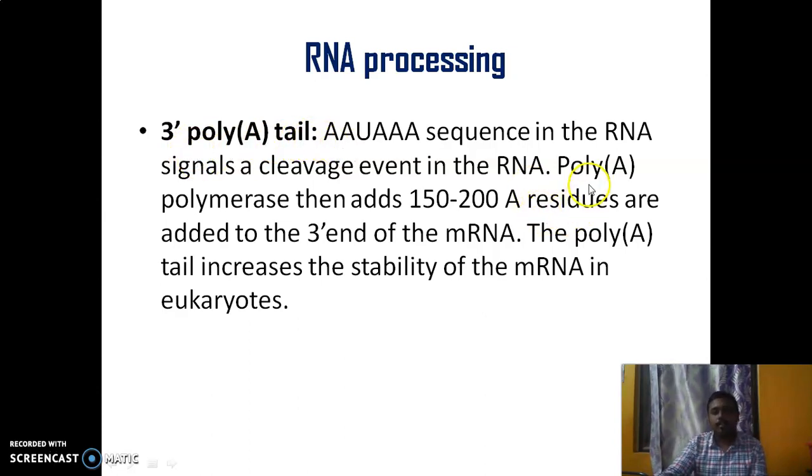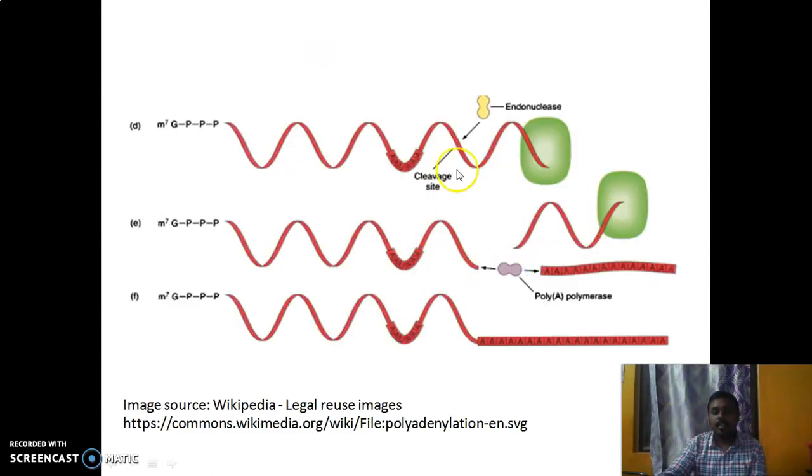In this process, the polymerase, that is poly A polymerase, adds 150 to 200 adenine residues to the 3' end of the mRNA. This poly A tail increases the stability of the mRNA in eukaryotes, and this is very important to stabilize this mRNA strand. Why? Because if you see this strand very clearly, this completely consists of only adenine. So there is no chance of this tail to join back to itself and bind. So this is very important for the single-stranded RNA to prevent it from forming any double-stranded structure.